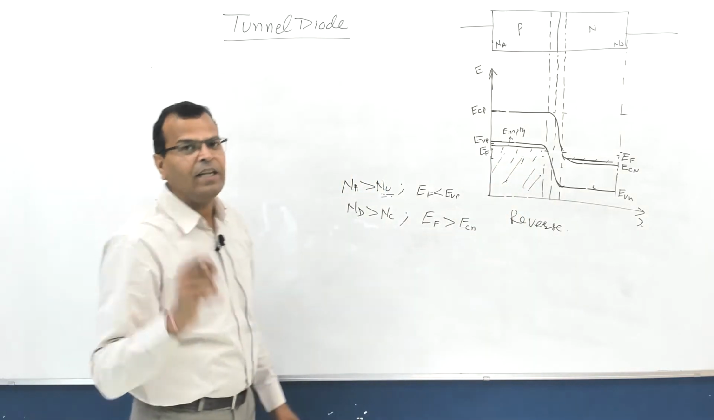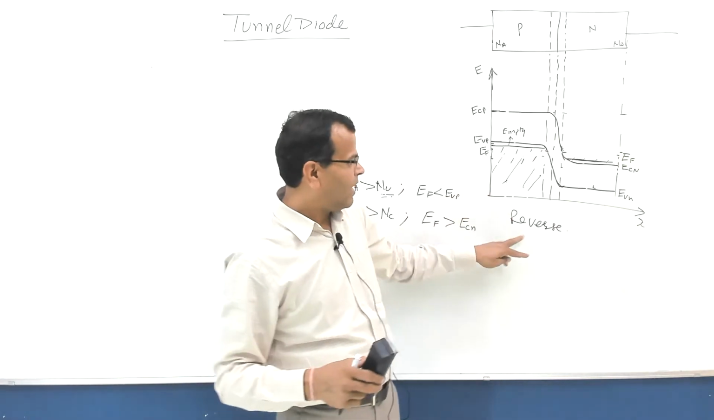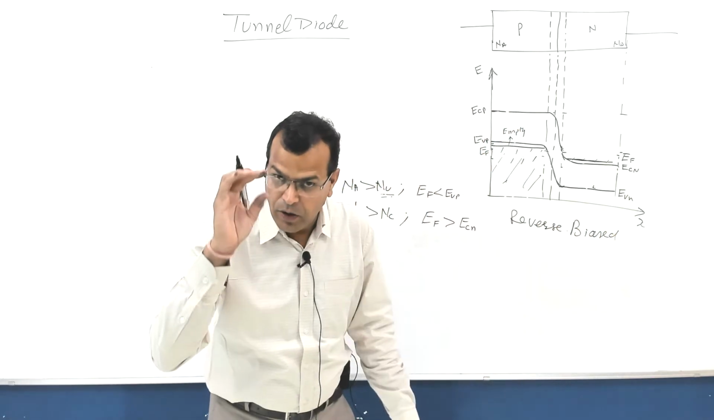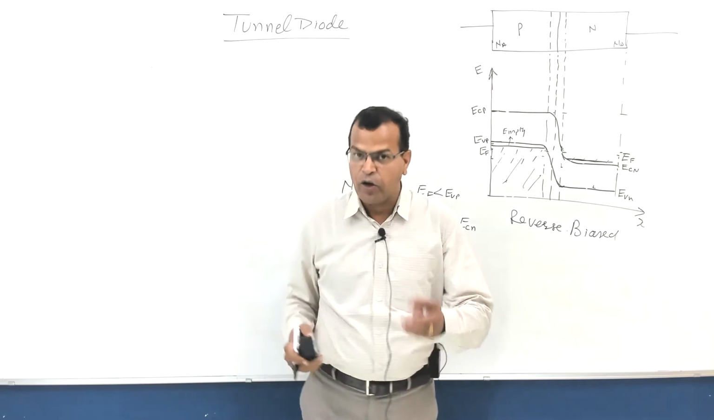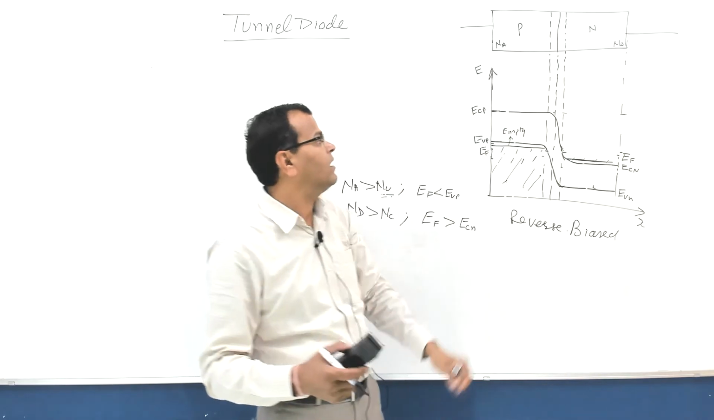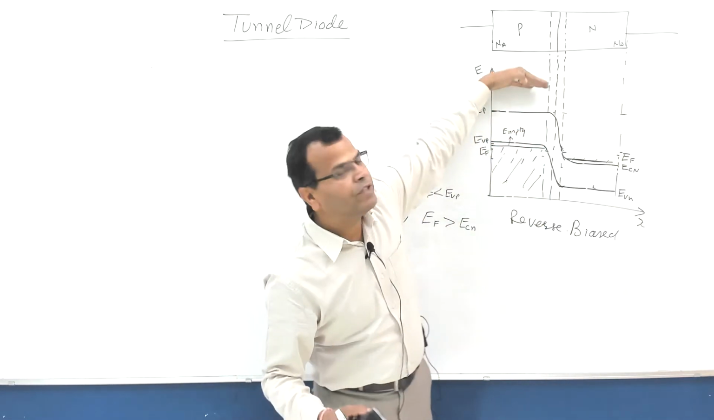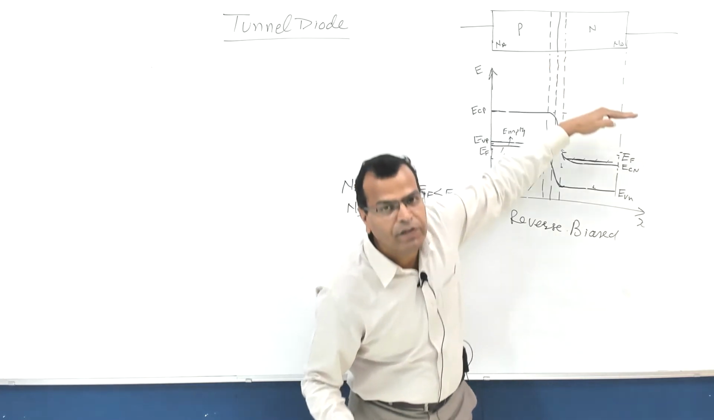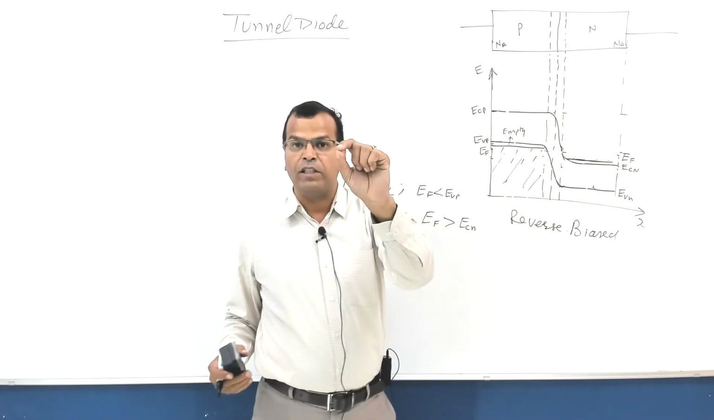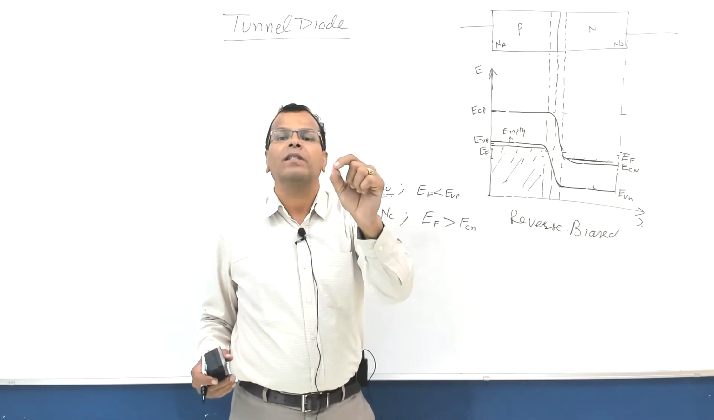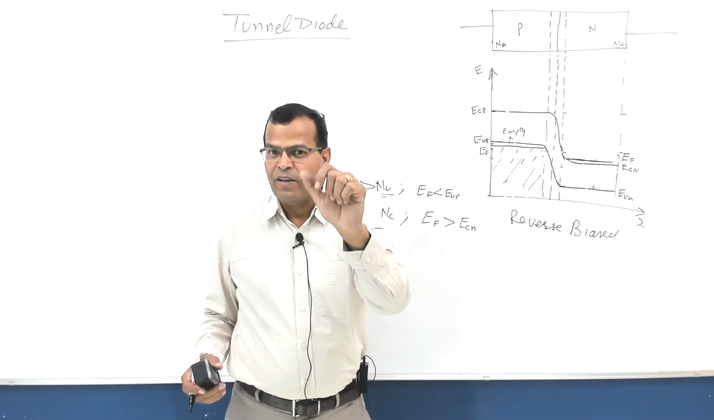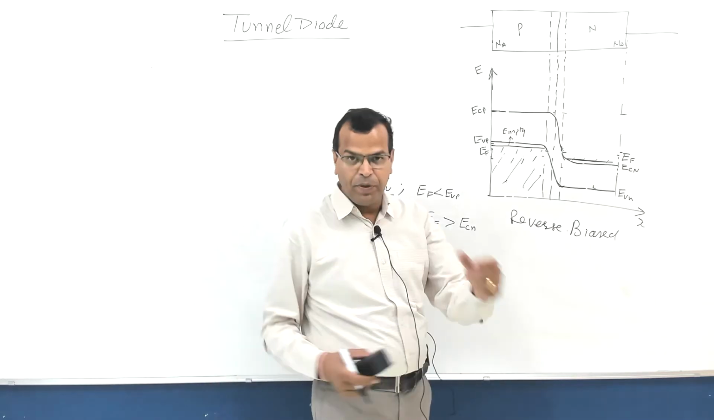Please understand what will happen due to reverse biasing. I am taking the case of reverse bias now. The diode with heavy doping on the P and N sides is reverse biased. The Fermi level on the P side will shift upward, and the Fermi level on the N side will shift downward. The gap between the two Fermi levels is Q times VR, where VR is the reverse biasing voltage. We have already discussed that concept in Fermi levels in semiconductors and in the PN junction.